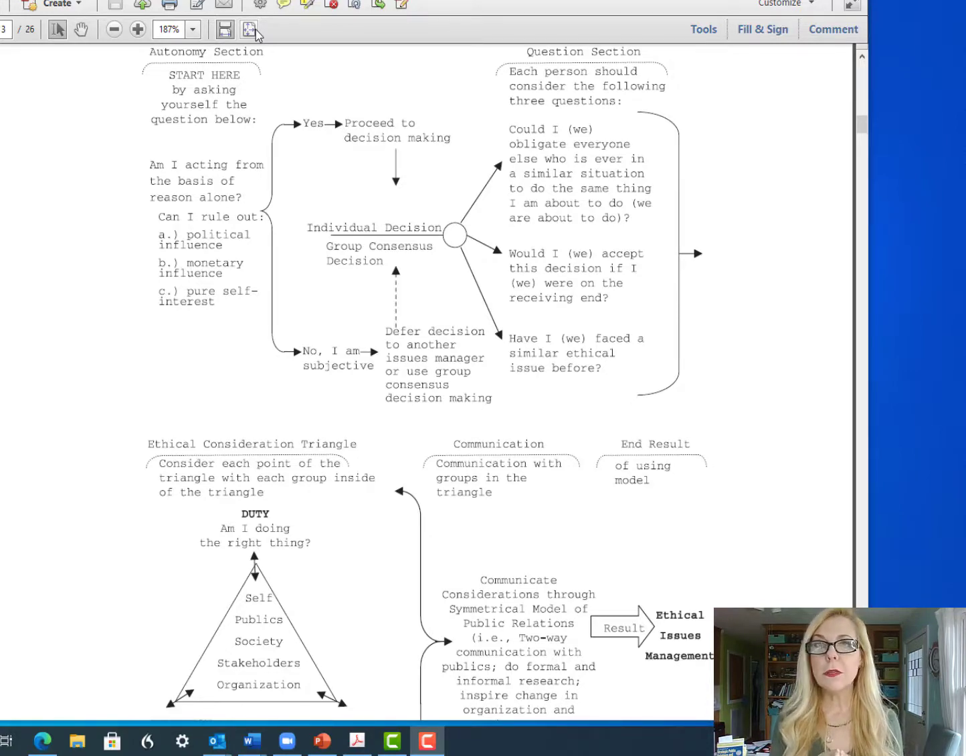This is not meant to be an exhaustive list of stakeholders. You'll have to fill in specific stakeholders according to the individual decision that you're facing, but it's just meant to remind you who's involved in the decision.